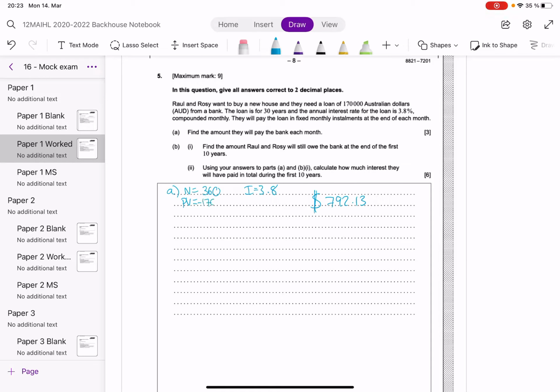Okay, part B, find the amount Raoul and Rosie will still owe the bank at the end of the first 10 years. Now, lots of us were doing this, 10 times 12 years. They borrowed 170,000. That's their payment. We want to find out how much is left. So we get this. So they still owe $133,020.30.